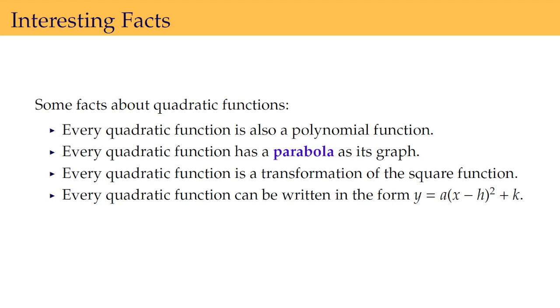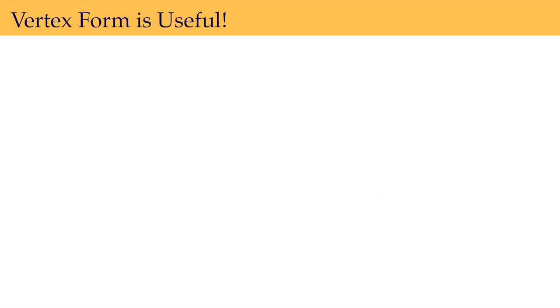And because of that, if you remember our function transformation rules, every quadratic function can be written in the form y equals a times (x minus h) squared plus k. And this is called a vertex form. Vertex form of a quadratic function is extremely useful, as we will see. There you have it. Vertex form is useful.